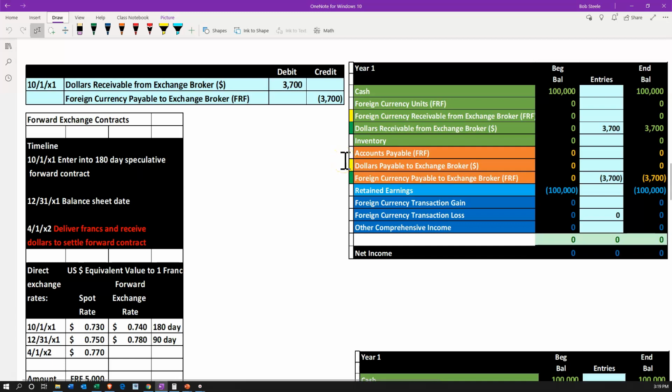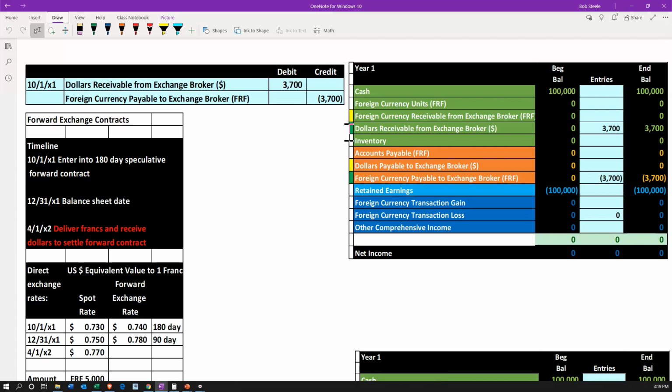And then this time, we're going to have the dollars receivable, meaning we're going to get paid by the broker in dollars at the end of this contract 180 days later, and we're going to be paying in foreign currency. So we're going to have the foreign currency payable to the exchange broker in foreign currency. So in this case, this item is going to be the one that will fluctuate. The receivable, what we're going to get in dollars from the exchange broker, will remain the same.